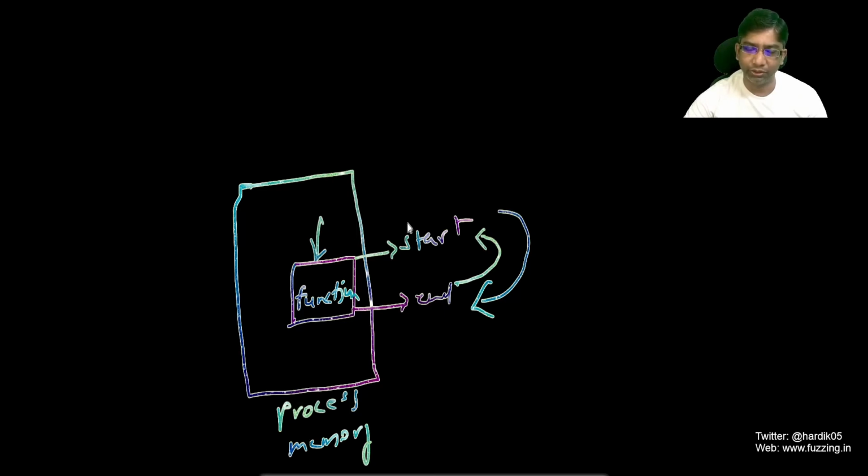It will update the shared bitmap, it will save the crashing input to the crashes folder, it will save the hangs to the hangs folder, and once the function finishes the execution and reaches the end, it will again move back to the start and repeat the same cycle.